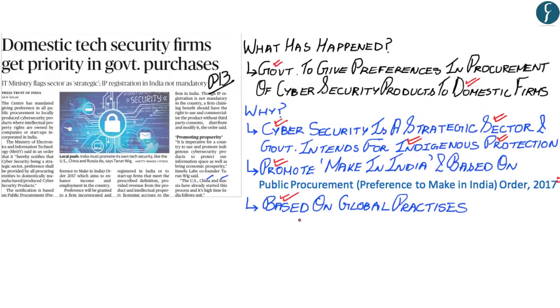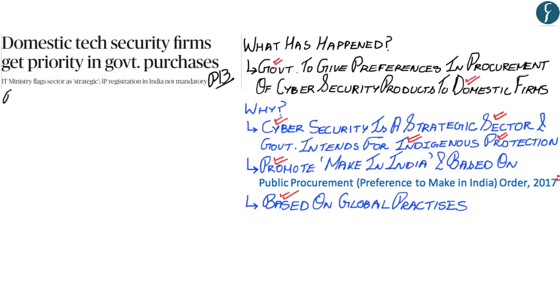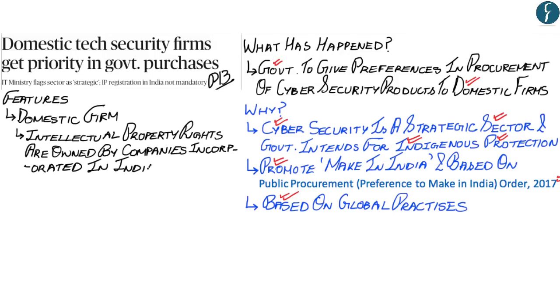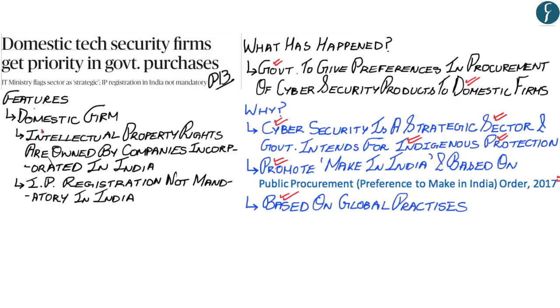Now, there are two basic features that you should understand about this policy. Firstly, domestic firms are those firms which have their intellectual property rights owned by companies or startups which are incorporated in India. And the second feature is that the IP registration is not mandatory to be in India. So hopefully up till here you've also understood that the intellectual property rights of the cybersecurity products should be owned by companies which are incorporated in India. However, the IP registration is not mandatory to be in India.